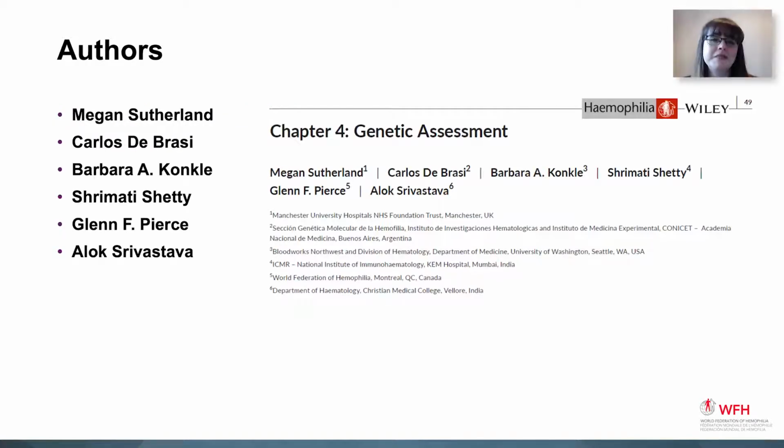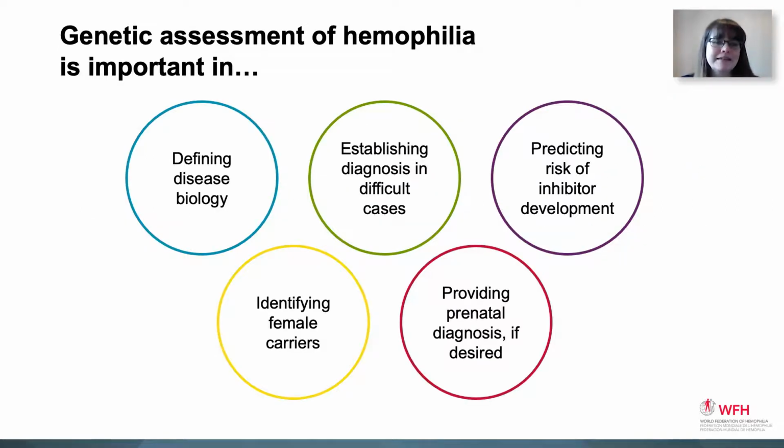The authors contributing to chapter 4 for the genetic assessment are Carlos de Brazy, Barbara Conkle, Srimati Shetty, Glenn Pierce, and Alak Srivastava. Genetic assessment of haemophilia is important to define the disease biology and identify the genetic variant that's underlying the disease. It's important in establishing the diagnosis in difficult cases, for example, where the disease phenotype in an index case is not known.